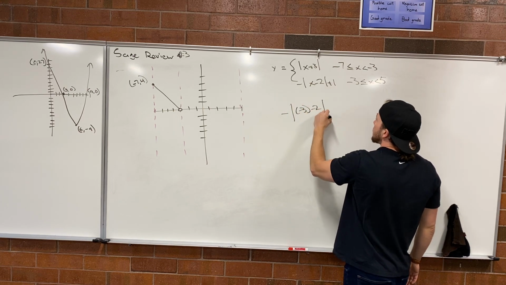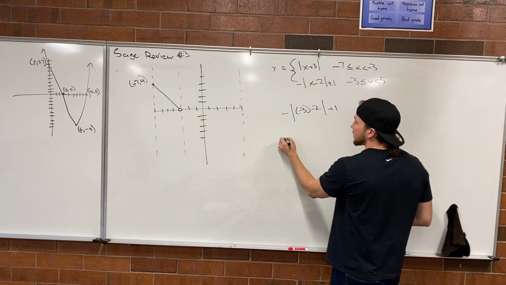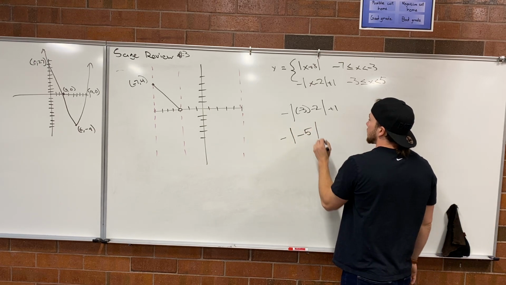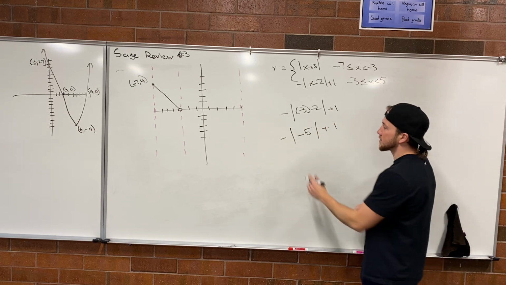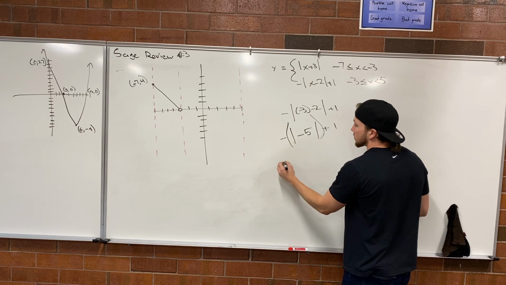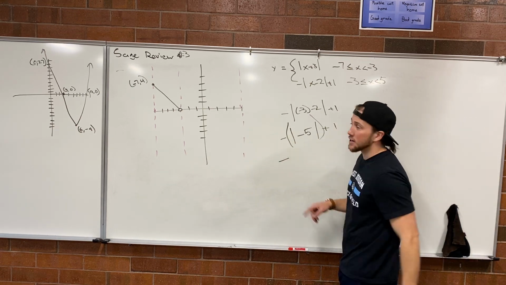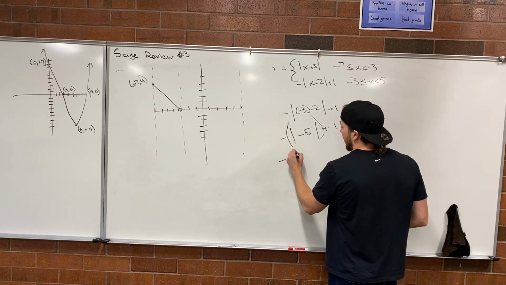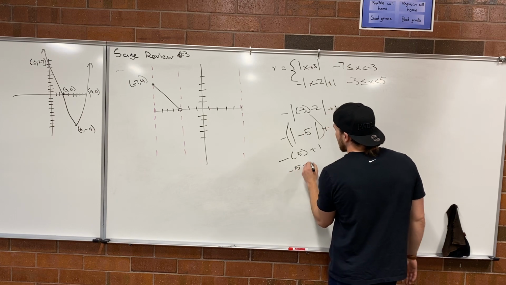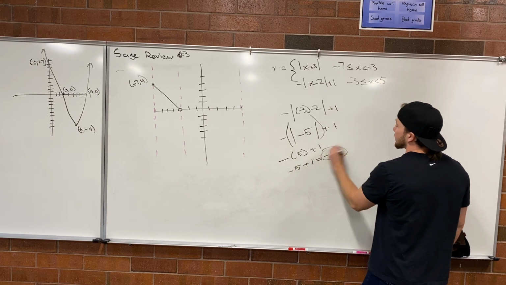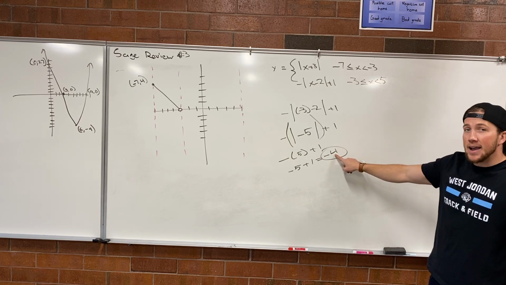-3 minus 2 plus 1. Okay, so -3 minus 2 is going to be -5. Okay, and so the absolute value, this is like negative the absolute value. So the absolute value of -5 is 5, but I still have this extra negative out in front. So I'm going to end up with -5 plus 1, which equals -4, okay? So when I use -3 for my x value, I get -4 as my answer for my y value.